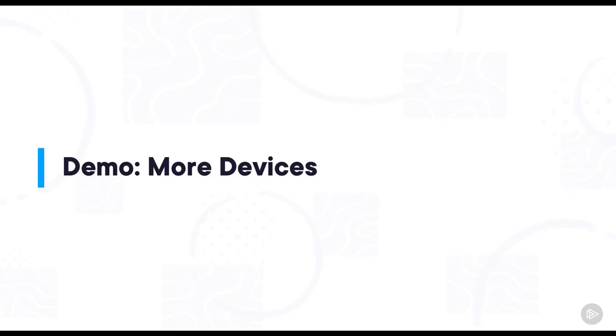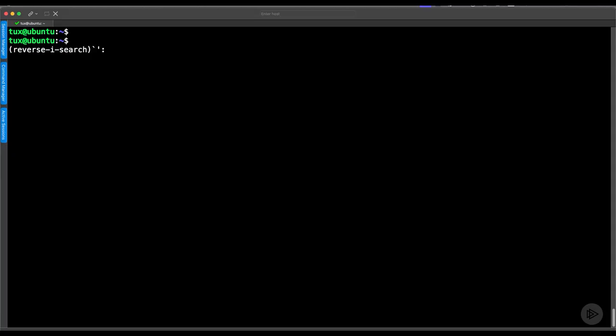Now, let's create some more devices. And here we are in our command line. Let's use Ctrl and R, and I'm going to search for fallocate. We want to create 2 more disk files. I hit escape because I don't want to run the command, but then I can change it to disk 4 and then disk 5. Each are being 1 gig.